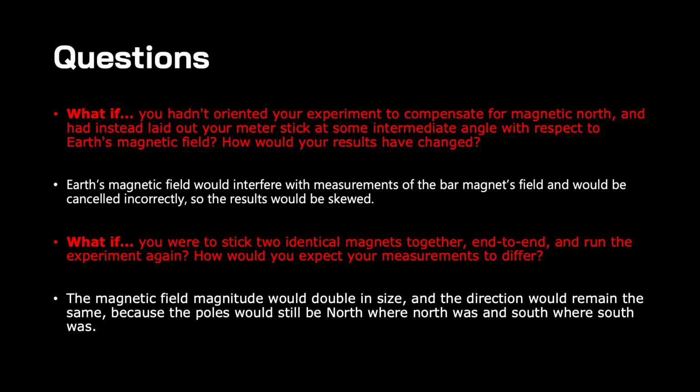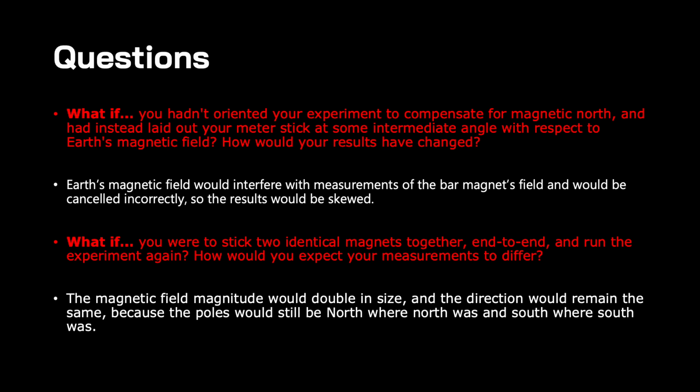What if you hadn't orientated your experiment to compensate for magnetic north and had instead laid out your meter stick at some intermediate angle with respect to Earth's magnetic field? How would your results have changed? Well, Earth's magnetic field would interfere with measurements of the bar magnet's field even more and would be canceled incorrectly, so the results would be skewed. This is actually likely what happened with my data, along with other magnets interfering as well.